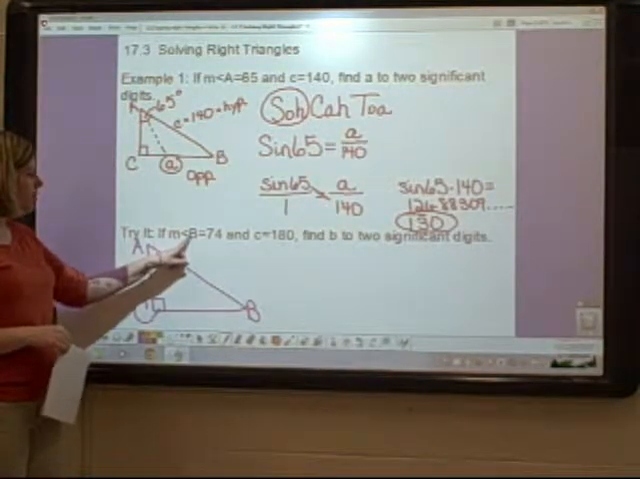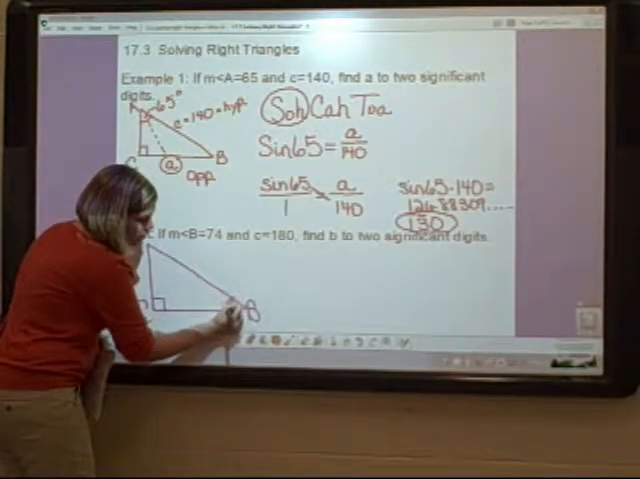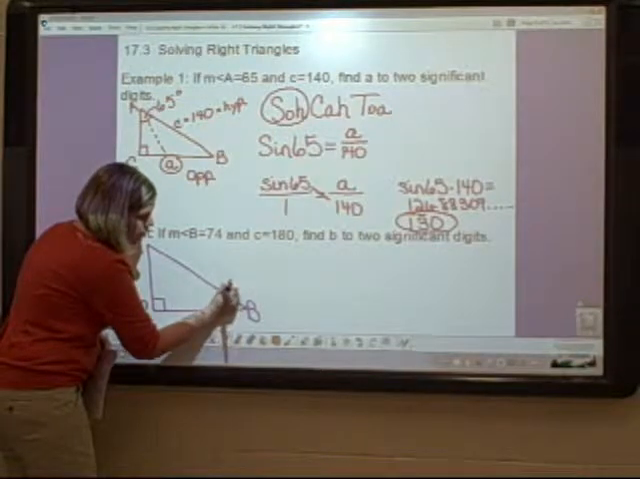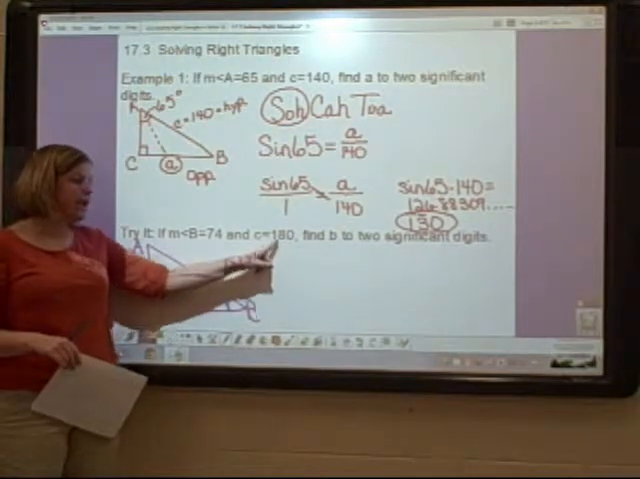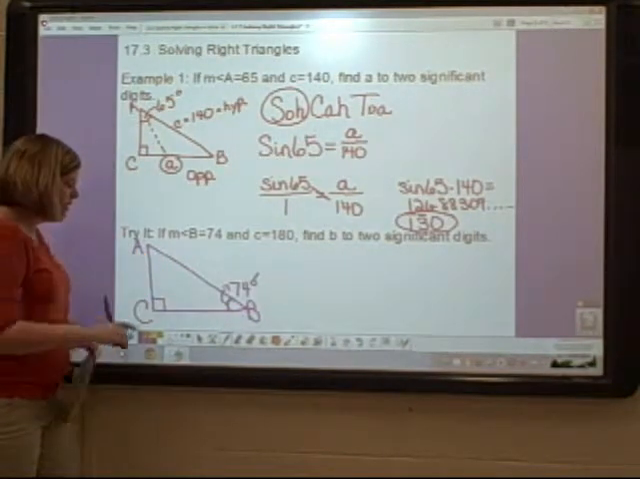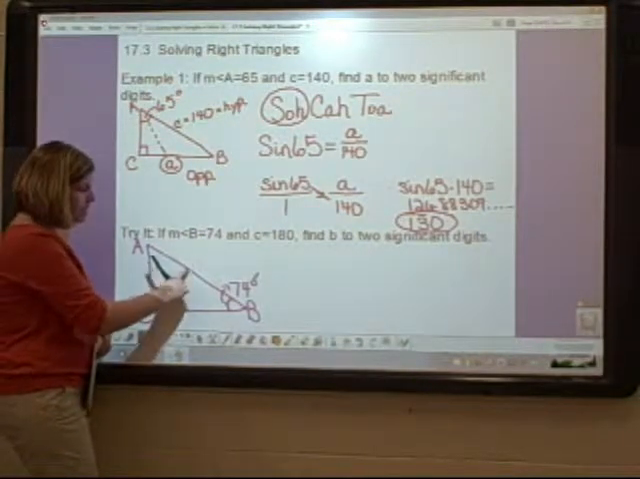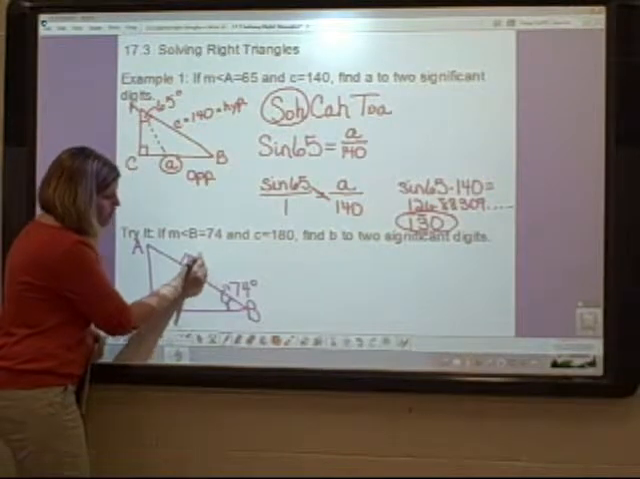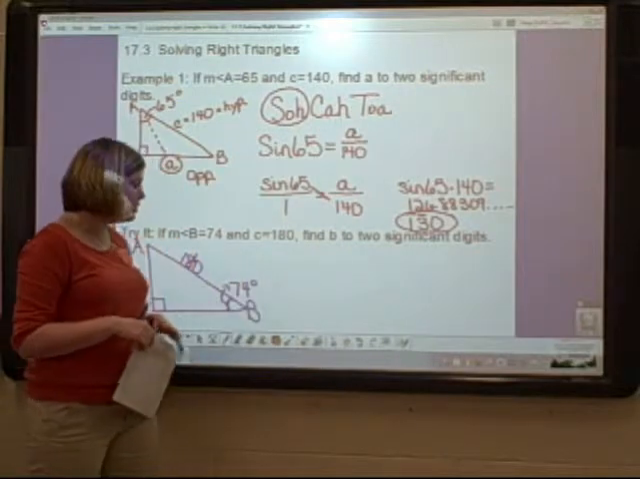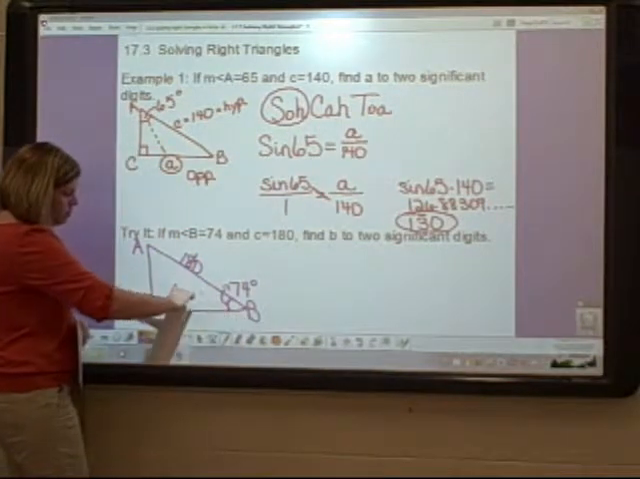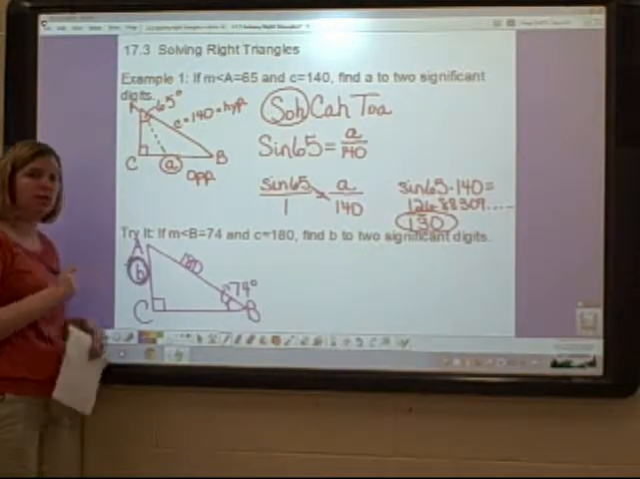The measure of angle B is 74 degrees. We know that side C is 180. Side C is across from angle C. So side C is 180. We need to find the unknown, which is side B, which is directly across. This is the unknown. That's what we're trying to find.